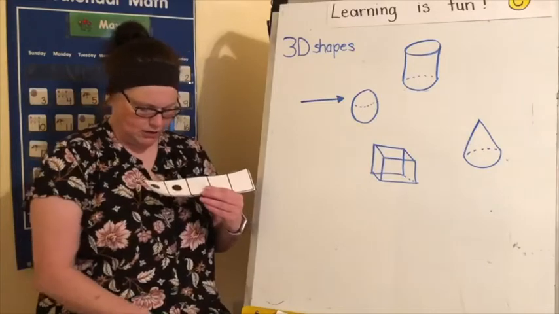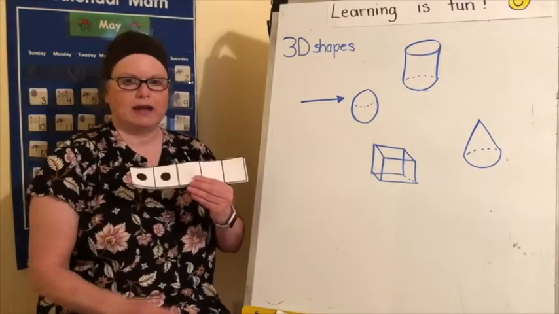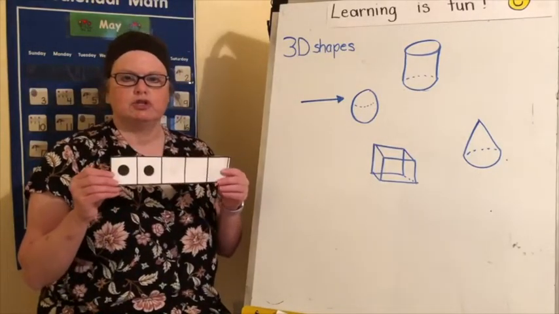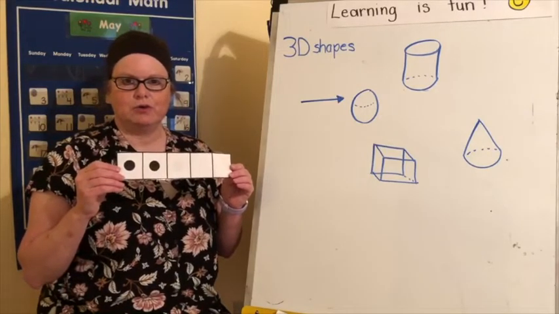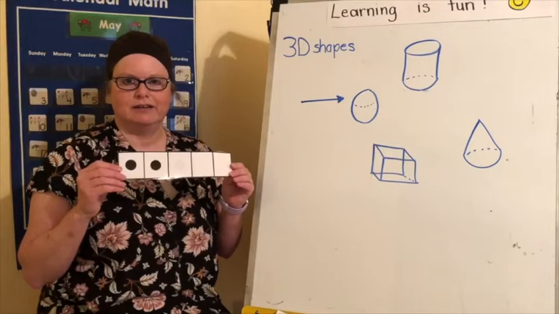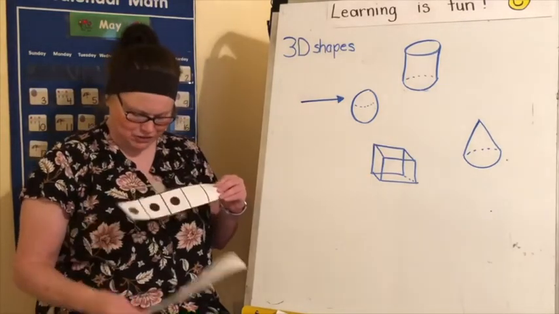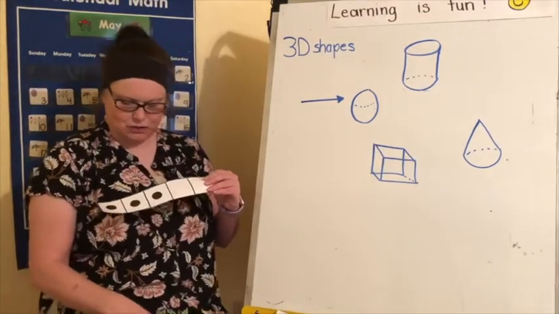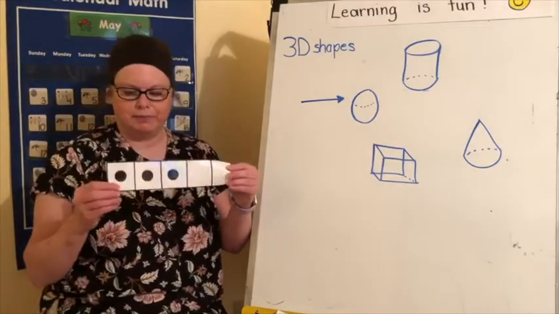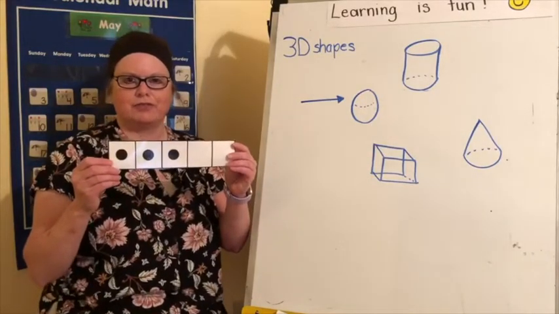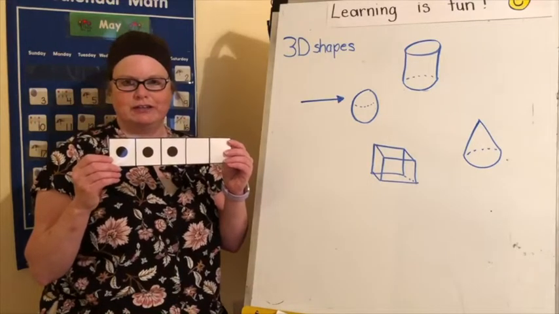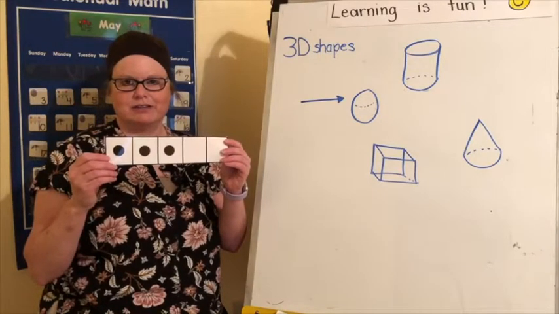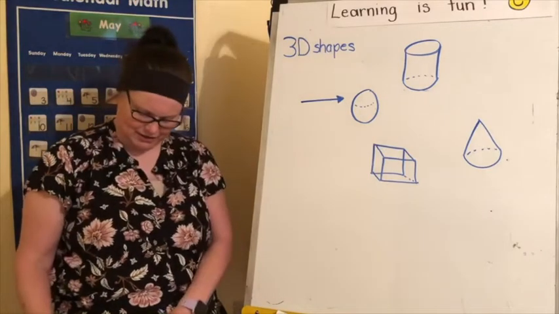Okay, the next one I want you to do right in your brain. I'm not going to cover them up. 2 take away 2 equals 0. Good job. And here's our last one we're going to do today. Count them up. 3 take away 2 equals 1. Good job.